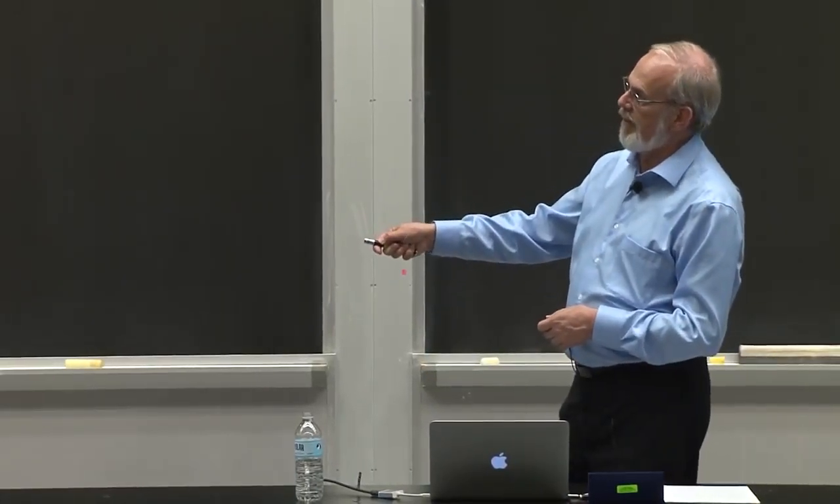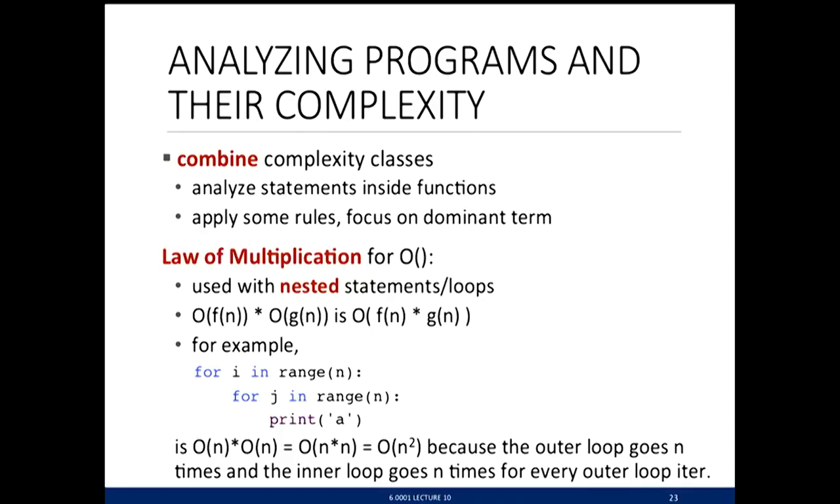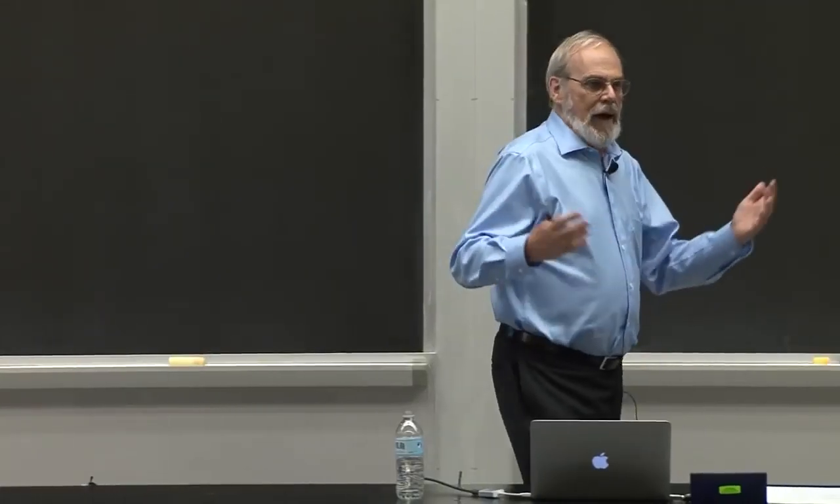Look at my little example here. It's a trivial little example, but I'm looping for i from 0 up to n. For every value of i, I'm looping for j from 0 up to n, and I'm printing out a. I'm the Fonz. I'm saying a lot.